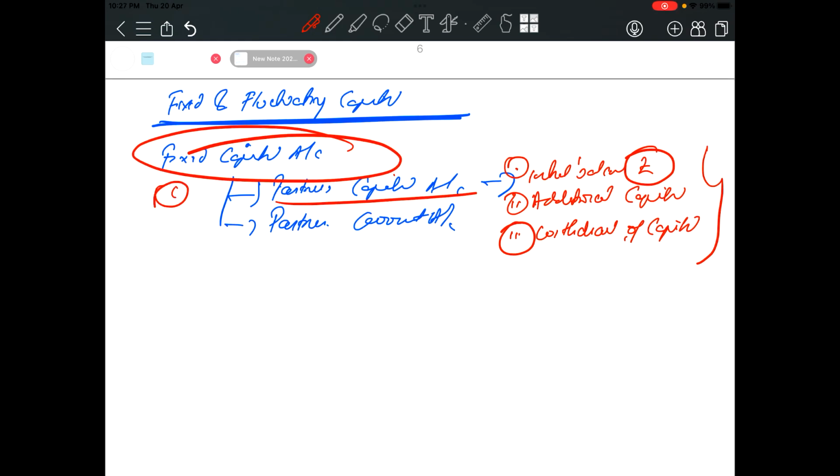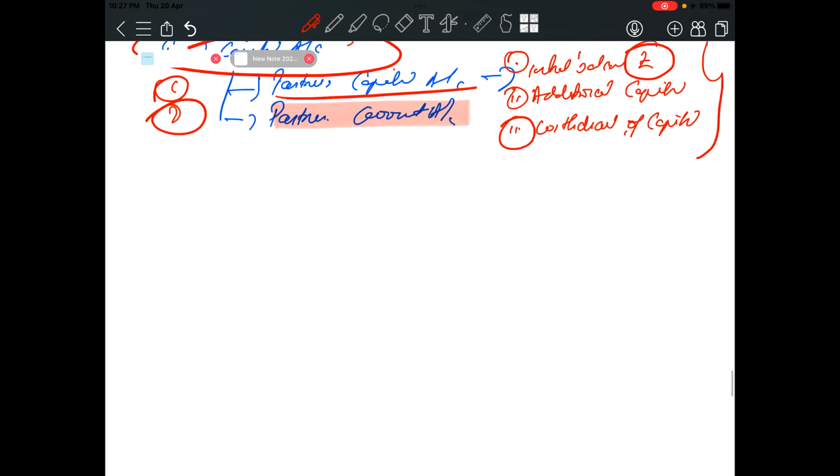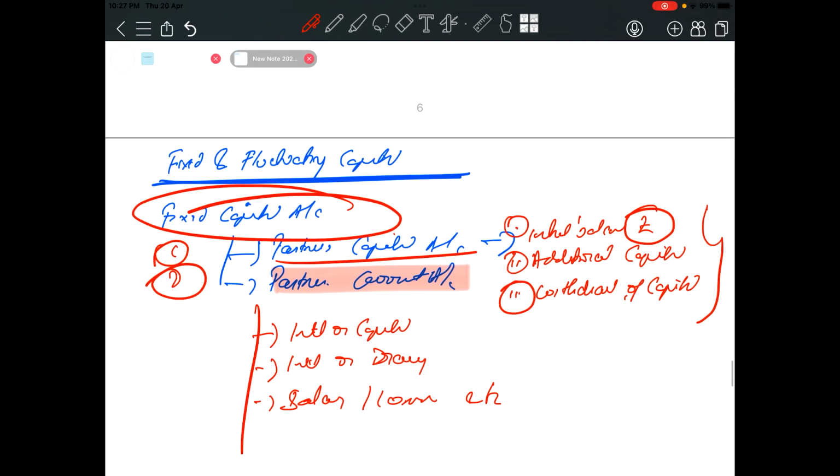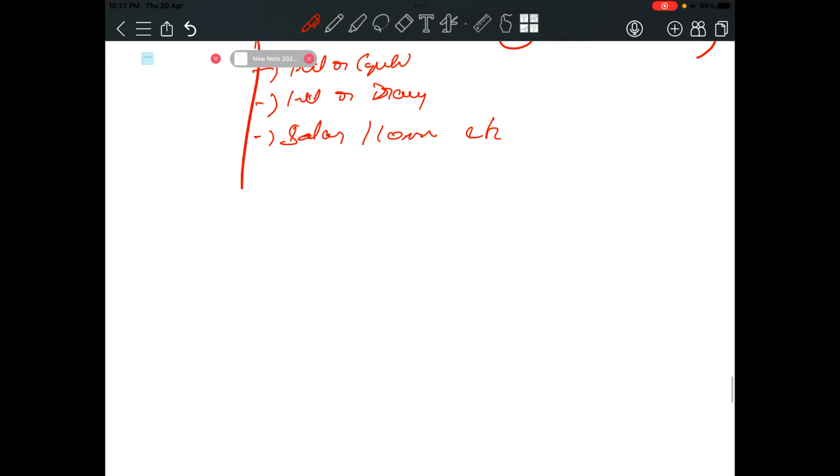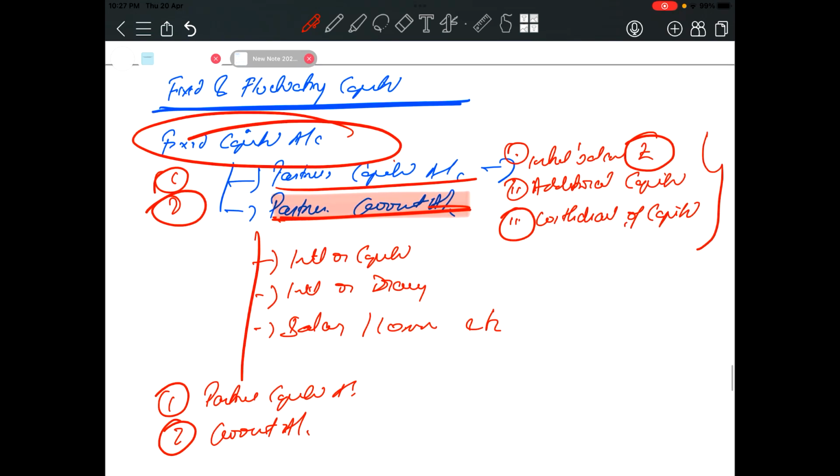And the second account which we will prepare is the partners' current account. Now the partners' current account will include all the items like interest on capital, interest on drawings, salaries to partners, commission, etc. So all the items related to partners will go to the partners' current account. This has the same rule as the partners' capital account. So when we prepare a fixed capital account, we will prepare the partners' capital account, and the second account which we will prepare is the current account. So this is all about fixed capital account.